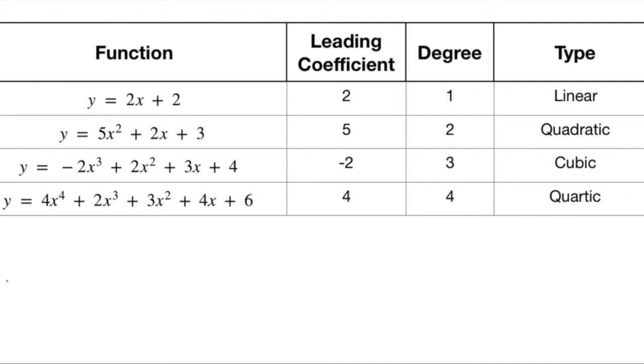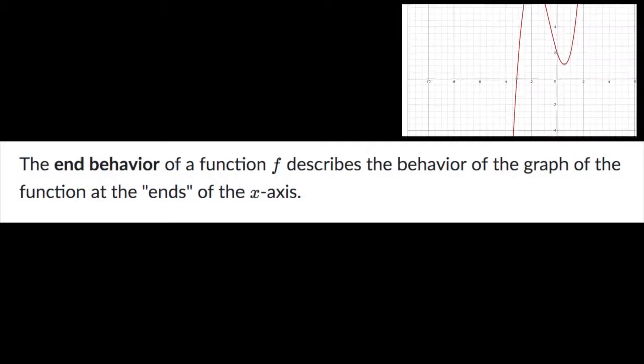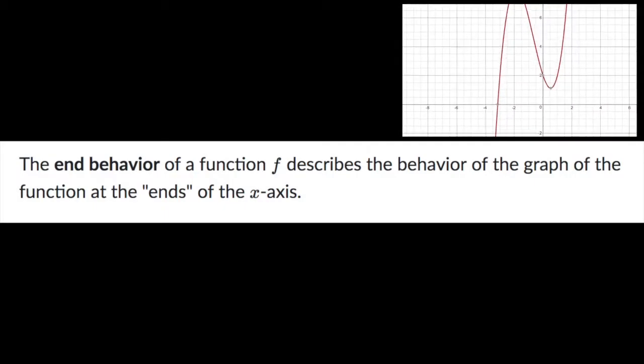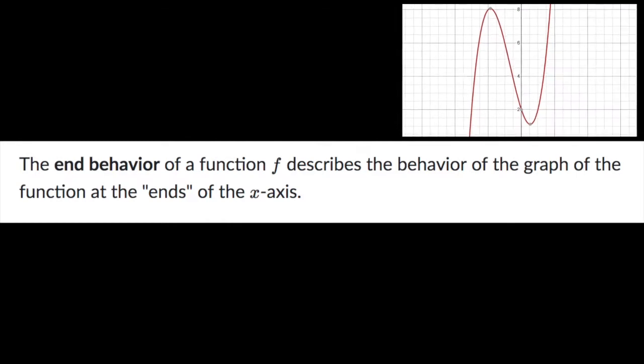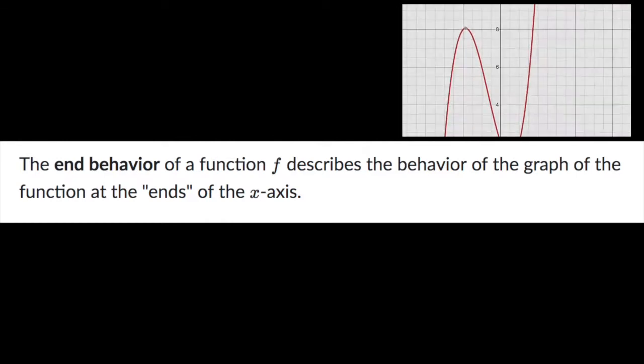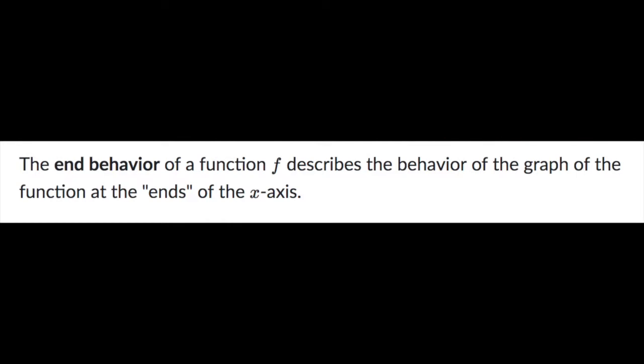So now we know what the leading coefficient is, we know what the degree is. So we're going to use these two parameters to determine the end behavior. So what's end behavior? End behavior of a function f describes the behavior of the graph of a function at the ends of the x-axis.